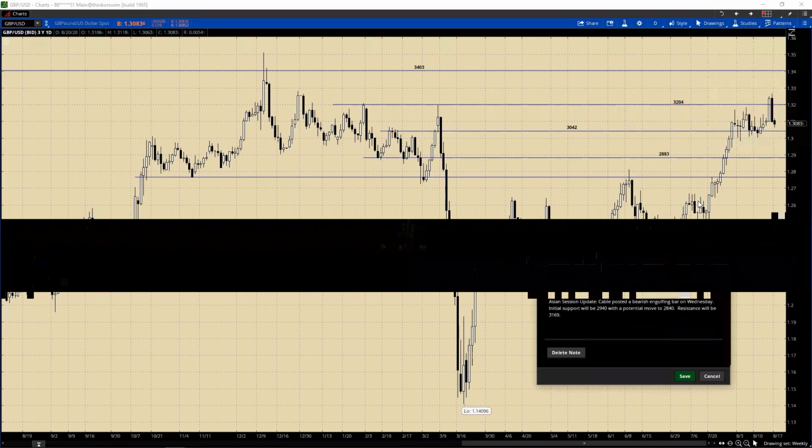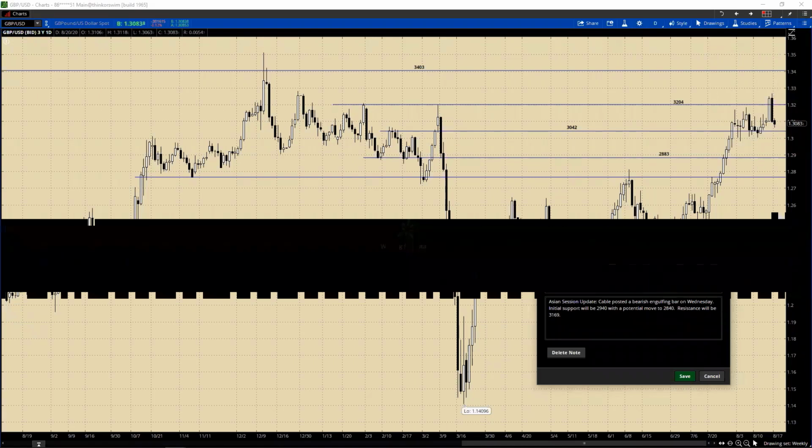Initial support will be 2940 with a potential move down to 2840. Resistance will be 3169. So we're really giving it some room up there. Let's go and mark that off.